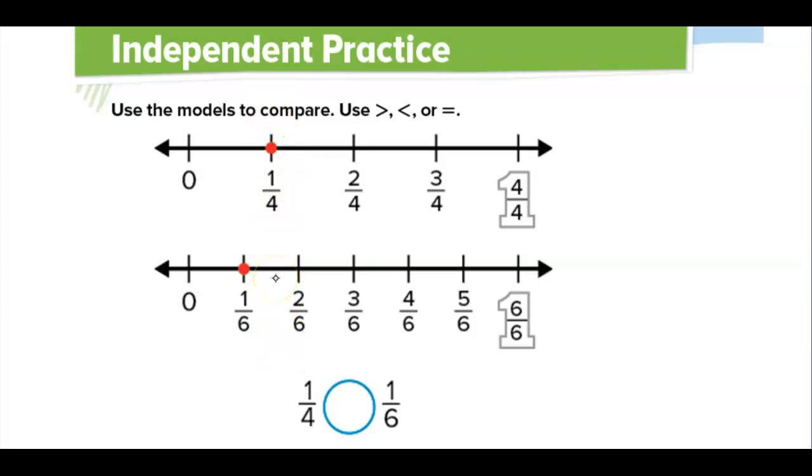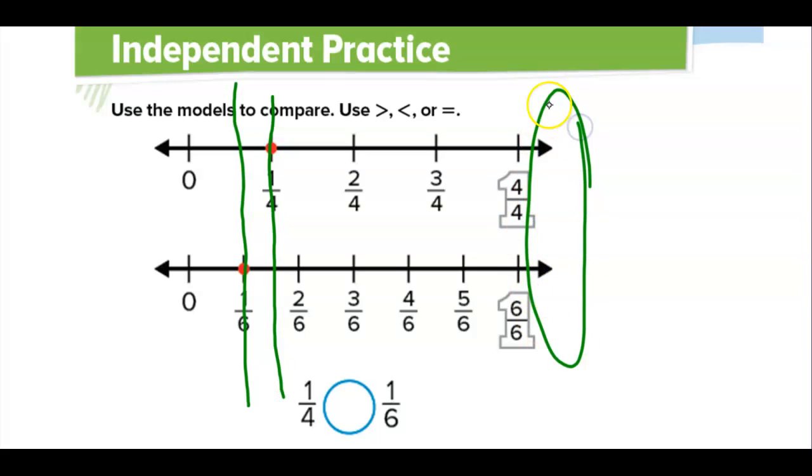They are not. So I'm just going to draw a little line down. Here's my 1/6. Here's my 1/4. Which of my lines is closer to the whole one? Remember, over here would be our whole one. See, one whole, one whole. Which of those lines is closest? It is the 1/4. 1/4 is greater than 1/6.